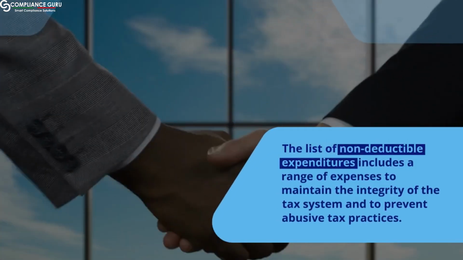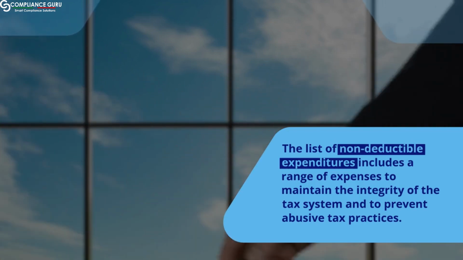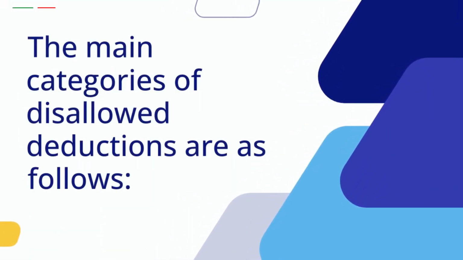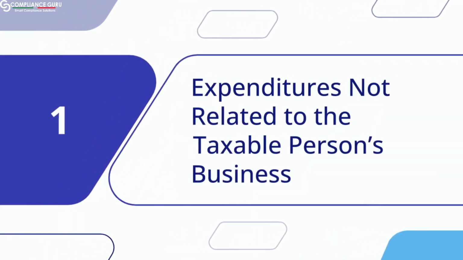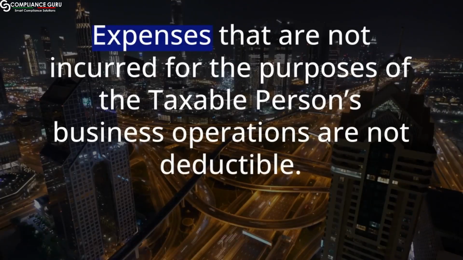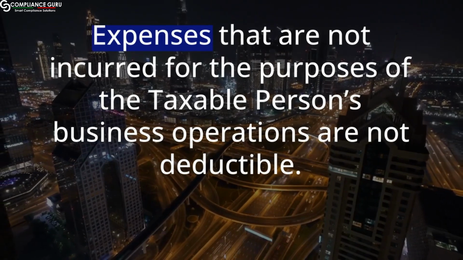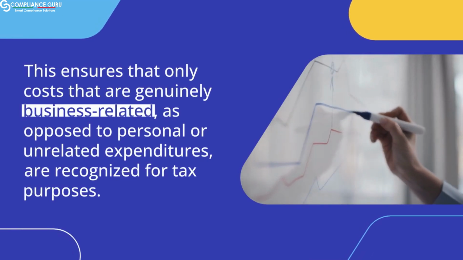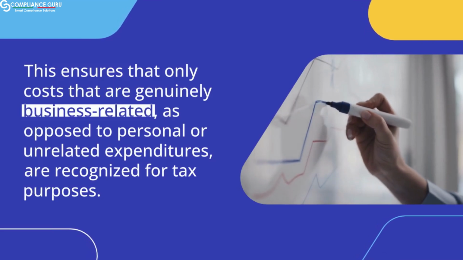The list of non-deductible expenditures includes a range of expenses to maintain the integrity of the tax system and to prevent abusive tax practices. The main categories of disallowed deductions are as follows. 1. Expenditures not related to the taxable person's business. Expenses that are not incurred for the purposes of the taxable person's business operations are not deductible. This ensures that only costs that are genuinely business-related, as opposed to personal or unrelated expenditures, are recognized for tax purposes.